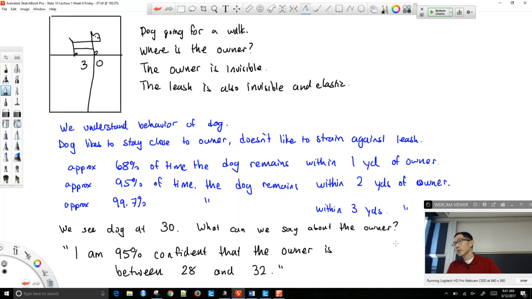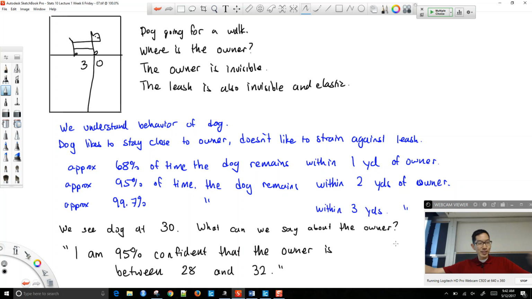Or somebody says, well, I want you to be more than 95% confident. You can say, well, I can be 99.7% confident that the owner is between 27 and 33. I can be more confident by giving a larger zone for where the owner is, right? And I could say I'm 100% confident that the owner is somewhere on Earth, going from negative infinity to positive infinity or something like that.